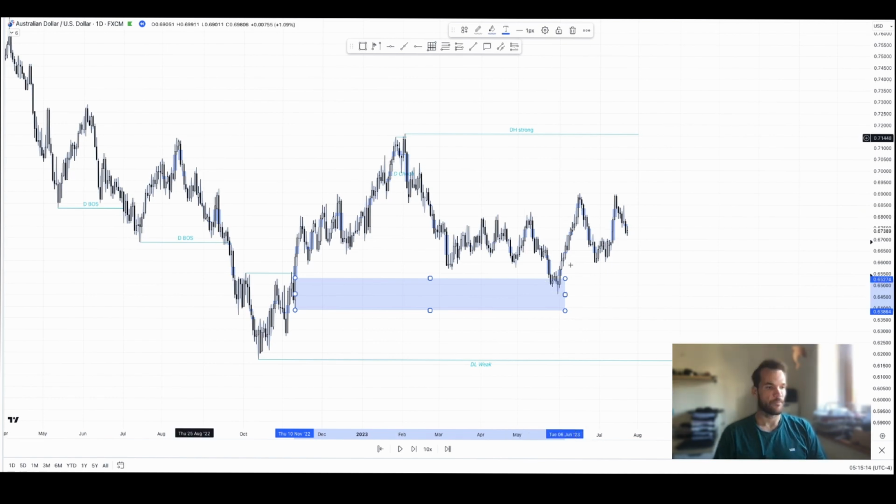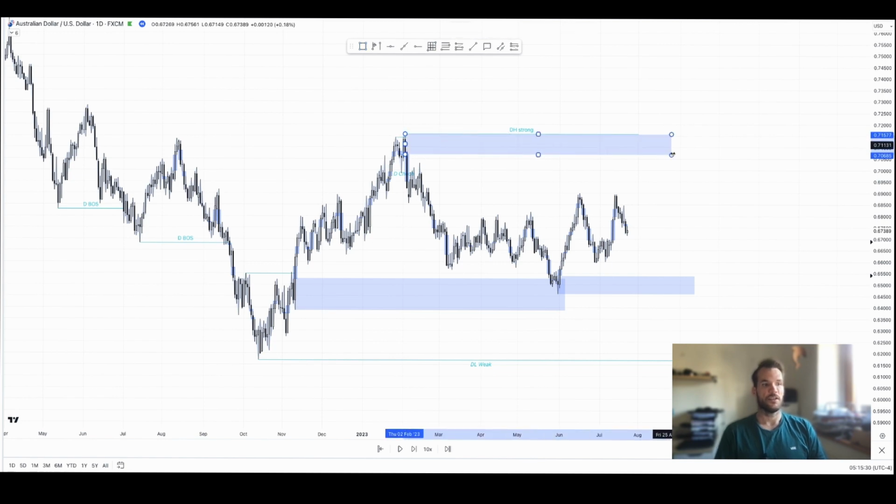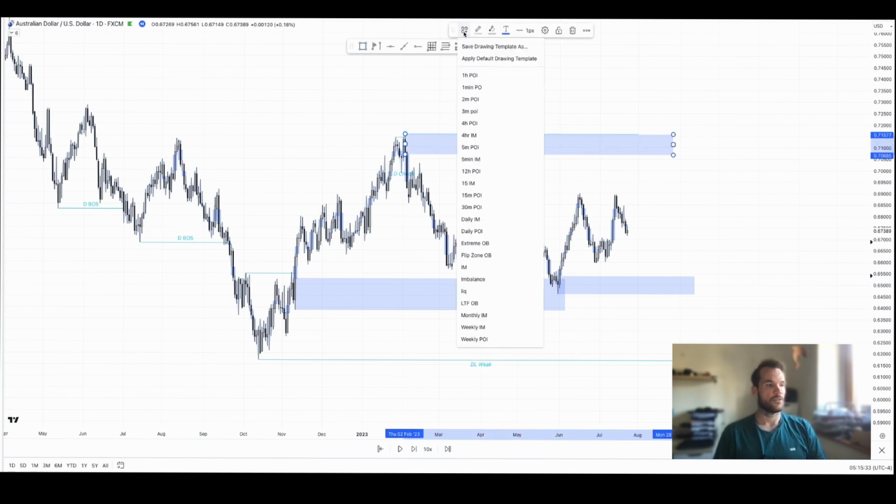So what we'll do is I'm going to mark it up on the daily, just because I like to give it a bit of extra significance on the points of interest. Because we're in a downtrend, the main ones we're really focusing on is this huge one here. It's going to be very strong if we come back into it.